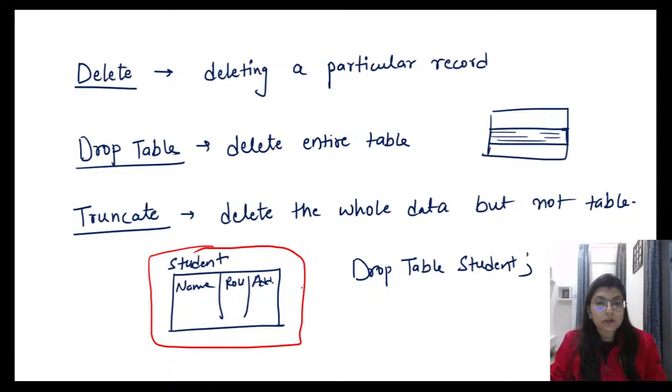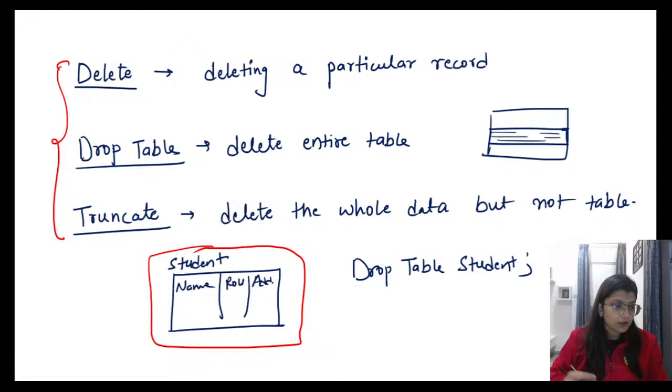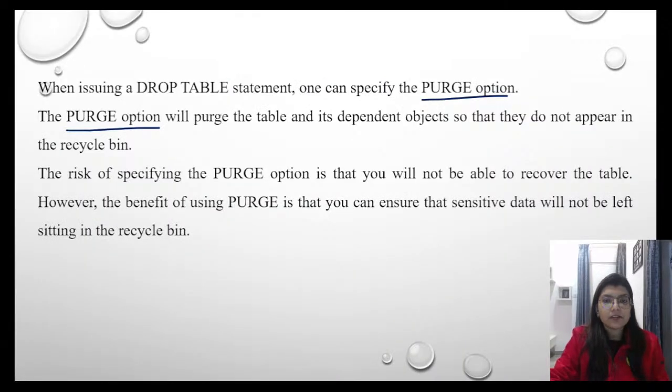And where will it go? It will go to the recycle bin. But if I use drop table student purge, this means that I do not want this table to be in the recycle bin as well. So then it will be deleted from the recycle bin also. Got this point everyone? Did you understand the difference between all three, truncate, delete and drop table? Okay okay, so I have written here also what purge will do and how purge will react, okay.